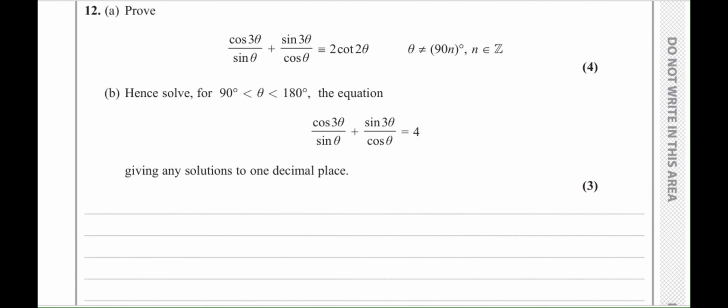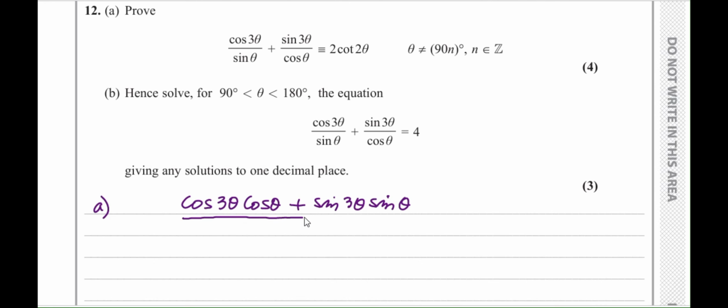Question 12. Prove cos 3 theta over sin theta plus sin 3 theta over cos theta equals 2 cot 2 theta, where theta is not equal to any multiple of 90 degrees. Naturally, because in that case, cos theta in the denominator would become 0. Let us rewrite the equation as cos 3 theta cos theta plus sin 3 theta sin theta all over the common denominator of sin theta cos theta.